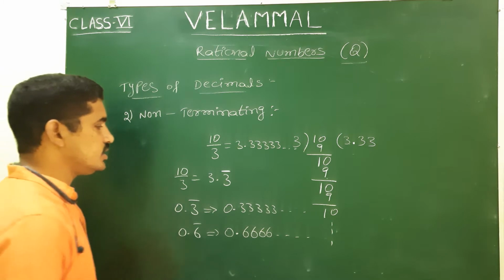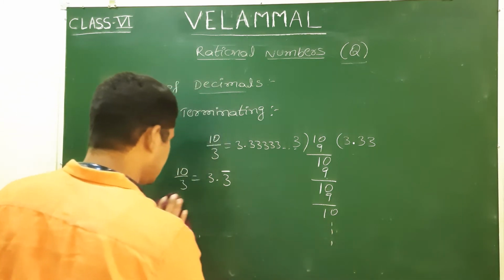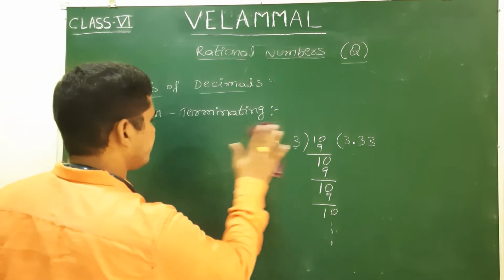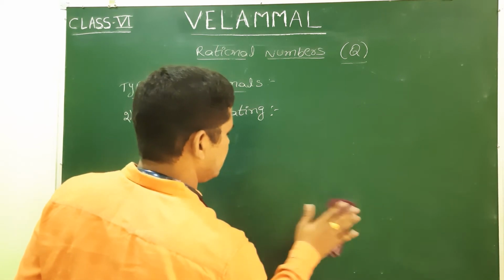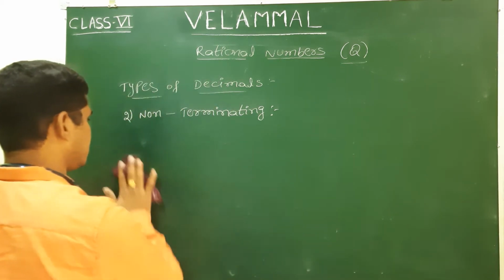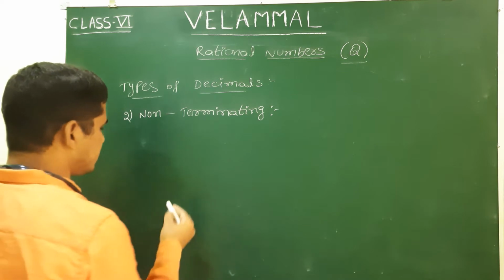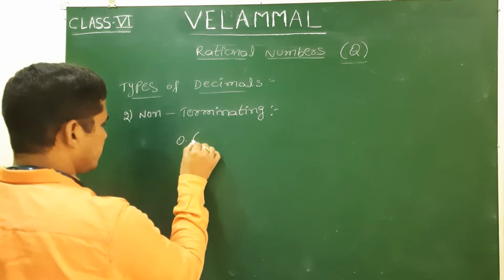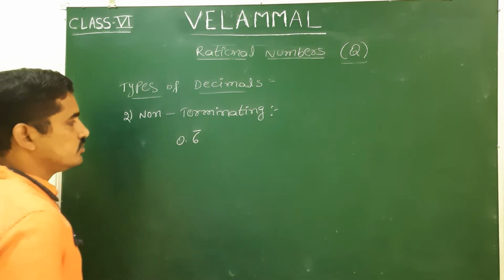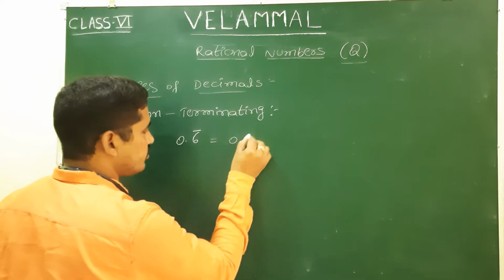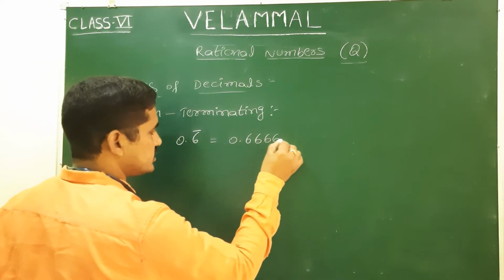Pure recurring decimals can be expressed in the form of a fraction, that means a rational number. For example, we take the example of 0.6 bar. It can be written as 0.6666 and so on.